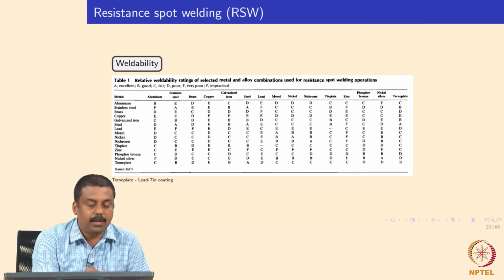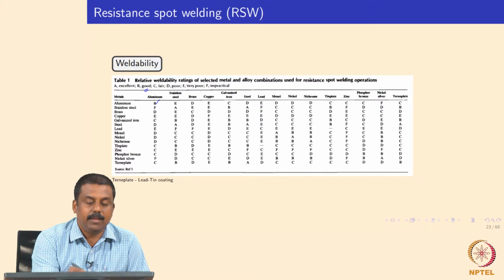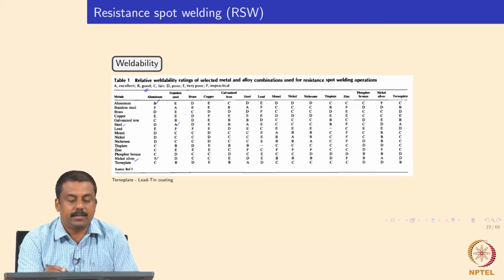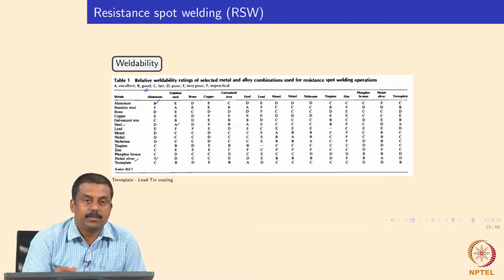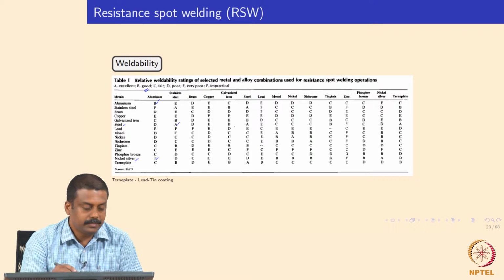For example, aluminum, stainless steel, brass, copper. If you look at aluminum to aluminum spot welds, it says B. B is okay, reasonable, good. So A is excellent, B is good, C is fair, D is poor, E is very poor, and F is impractical. For example, if you take nickel and try to weld it with aluminum, it is impossible to weld. Better don't try it. And if you have steel with steel, you can spot weld this much more easily. Steel, stainless steel, for example, or galvanized iron. So you will have good weldability depending on what combination of materials you are going to use.